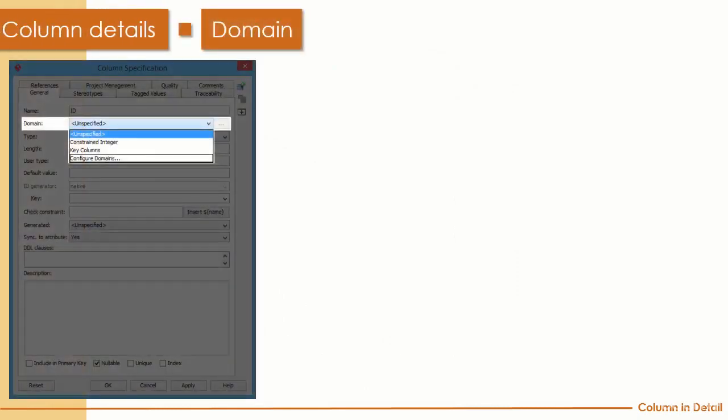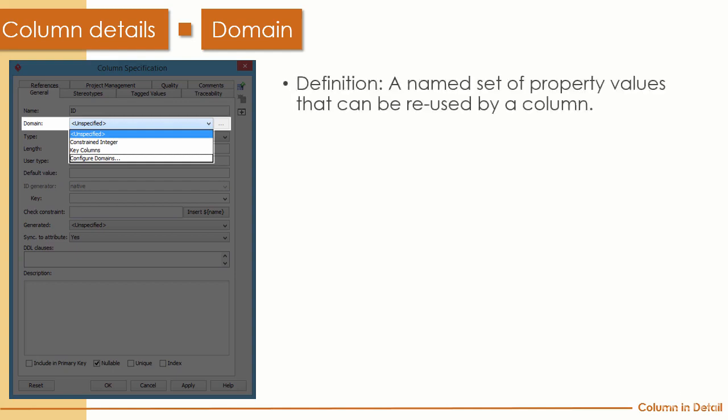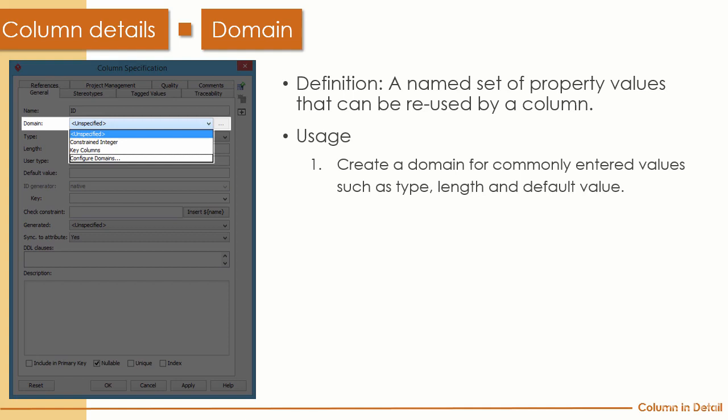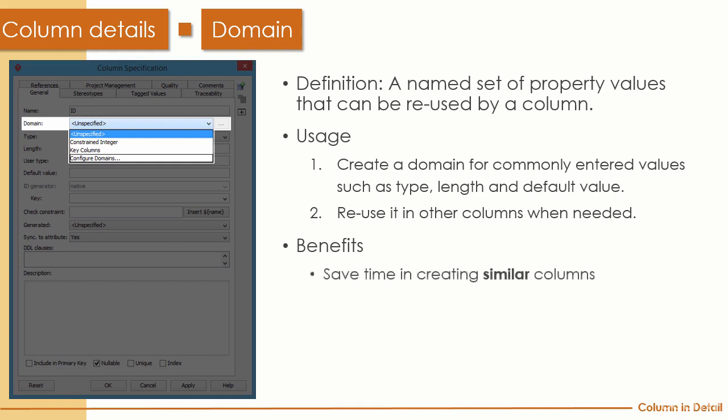The first one is the domain. This domain is the same as the domain we introduced in the table. It also contains a set of reusable values that you can reuse when you design your database. The usage is you create a domain, and then you set the type, length, and default value, etc. Then you can reuse it in another column when you need it. The benefit of using the domain is you can save time in creating similar columns.